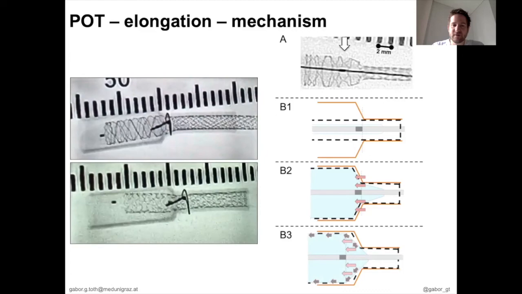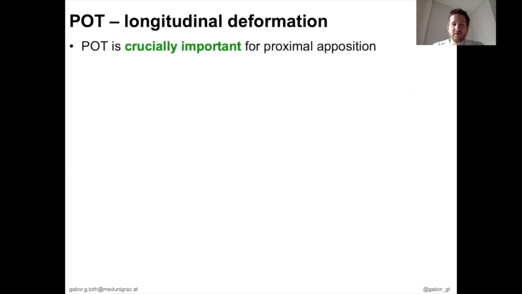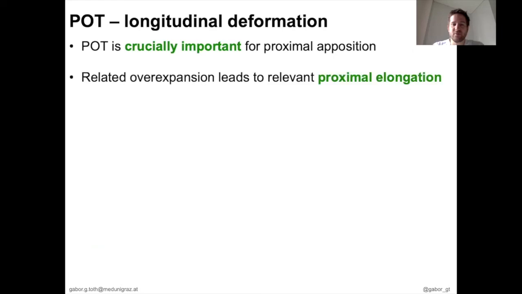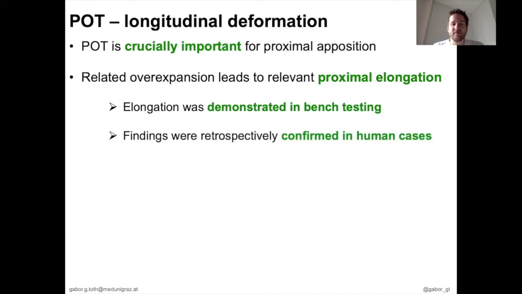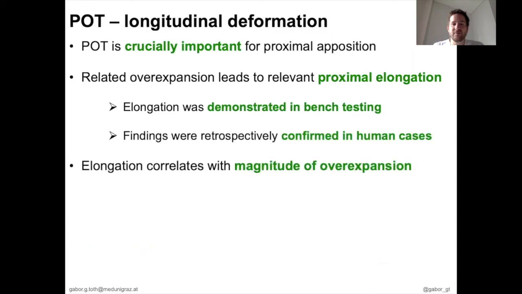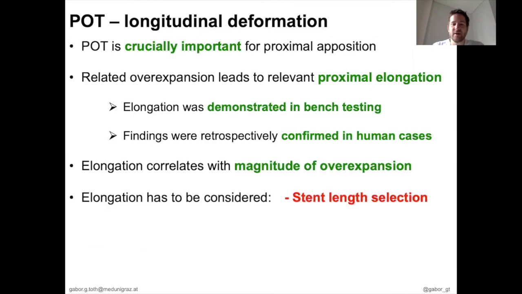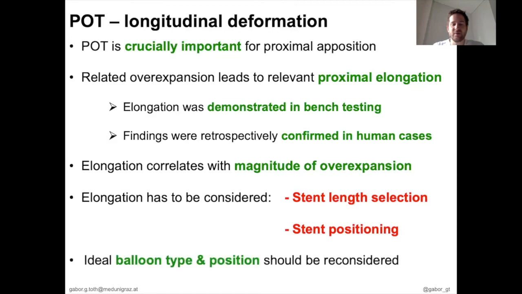So summarizing these findings, we believe that indeed POT is still crucially important to correct proximal apposition, but we have to incorporate in our thinking that overexpansion leads to relevant proximal elongation, as shown in bench and also confirmed in clinical cases. This elongation correlates with the magnitude of overexpansion, and therefore elongation has to be considered when stent length is selected, as well as when the stent is positioned. And I strongly believe that the ideal balloon type as well as the ideal balloon position for POT should also be reconsidered. Thank you very much.